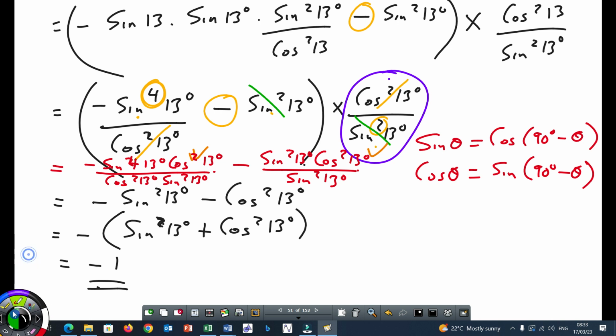Okay. So what's going to happen? This cos squared 13 cancels with that cos squared 13. Then two of these four, they cancel out with the sine squared 13. So you end up having that sine squared 13. Then here, these two will cancel out. You'll be left with that cos squared 13.